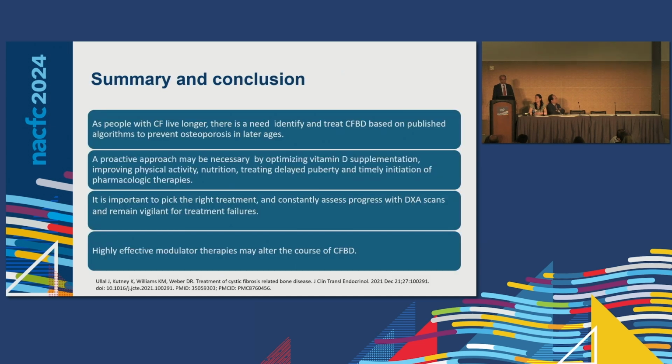And so, in summary, I would like to conclude that as people live with CF longer, there is a need to identify and treat CFBD based on published algorithms to prevent osteoporosis in later ages. A proactive approach may be necessary by optimizing vitamin D supplementation, physical activity, nutrition, treating delayed puberty, timely initiation of pharmacologic therapies.